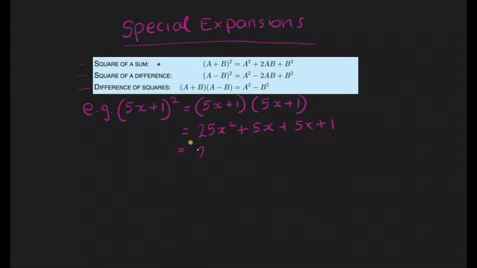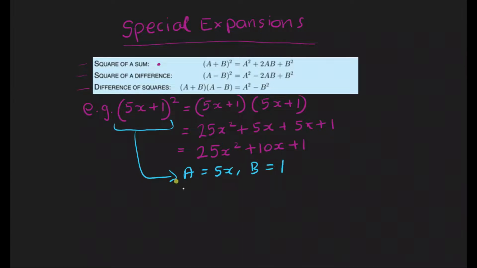And we can collect the like terms, which will give us 25x squared plus 10x plus 1. Let's see if we get the same answer if we use the square of a sum rule. So in this case, a represents 5x and b represents plus 1. So let's substitute these values.